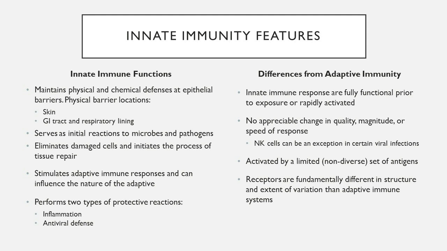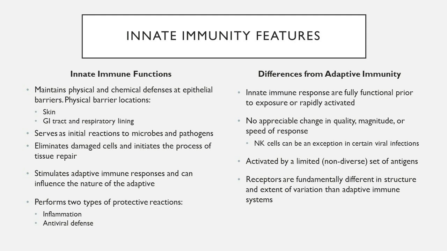Lastly, the innate immune system can react in two key primary ways. One is through inflammation, which is the recruitment of blood cells to a site of an infection, and the second is through an antiviral defense, which doesn't necessarily have to come with inflammation or massive recruitment of cells, as we're going to learn about later in the chapter.